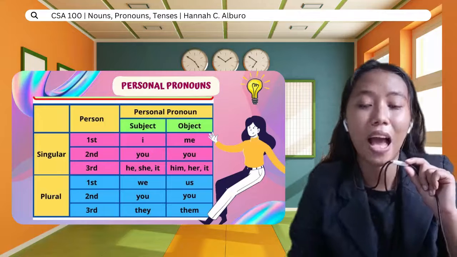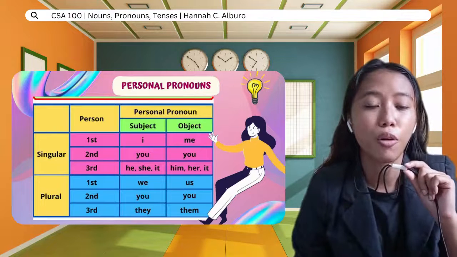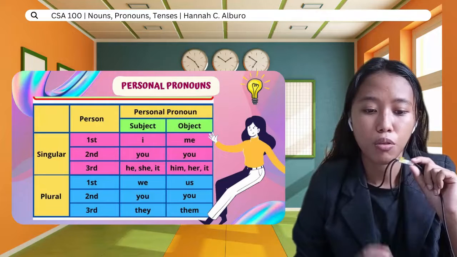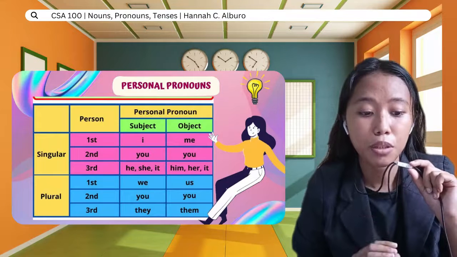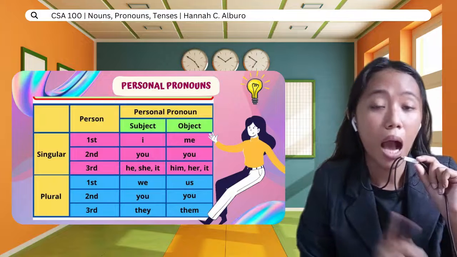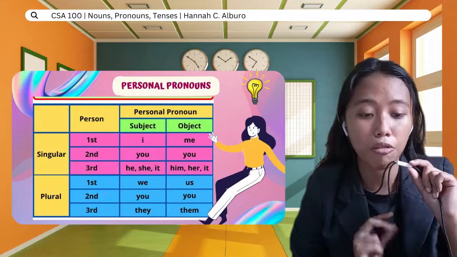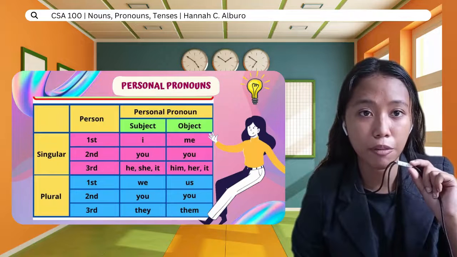So, okay, I have here a table. For the personal pronouns, under the singular, for the first person, we have I and me: I for the subject and me for the object. For the singular second person, we have you, both for the subject and for the object.